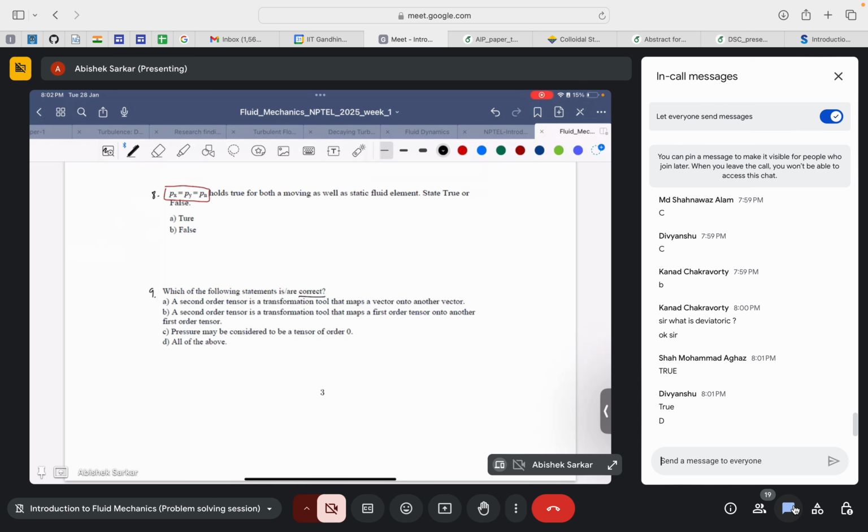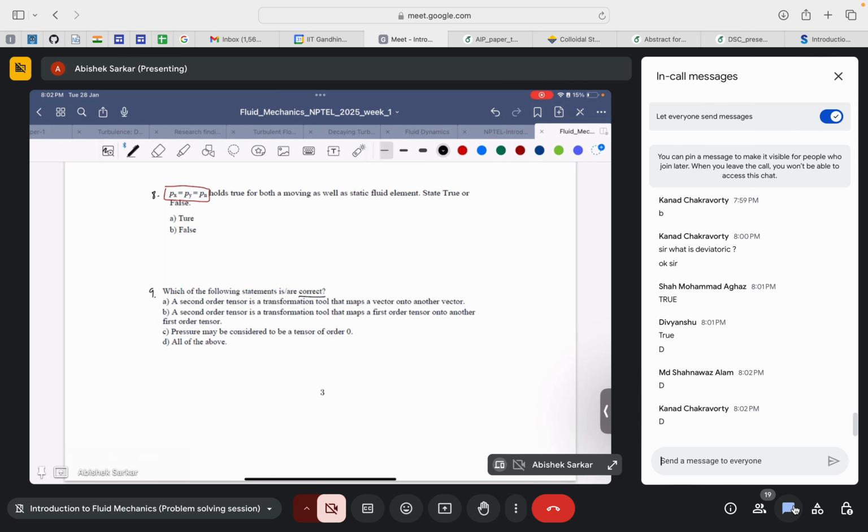D. Okay, since all of you are saying it's D, I mentioned that a second order tensor is used to map a first order tensor to another first order tensor, and this is their statement. A vector is a first order tensor, so a second order tensor can be used to map a vector to a vector. That's again correct. Pressure is a scalar quantity, so it is a tensor of order 0, as I already mentioned. So the correct answer is all of the above.